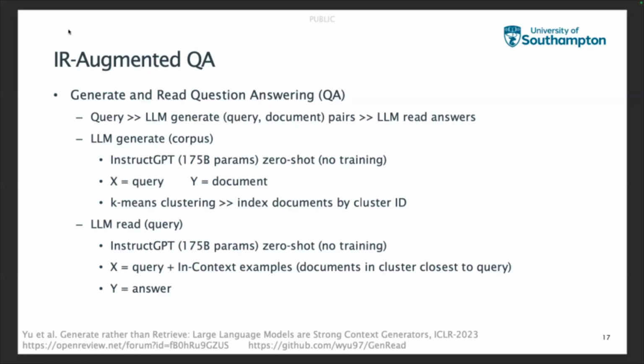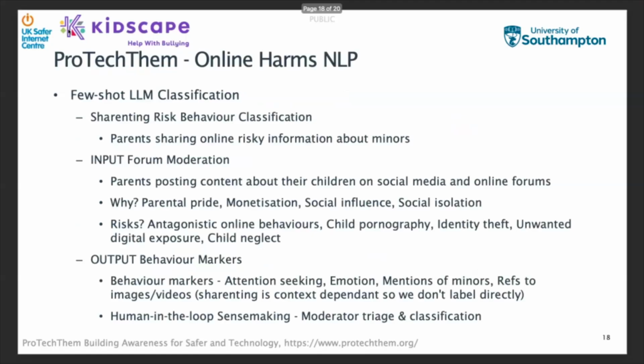Okay, so just to shout out to a couple of the projects as I finish. The first is around the Protect Them grant, which is running. This is an interdisciplinary project, running with social scientists as well as computer scientists, myself. This one is looking at sharenting behavior. Sharenting is where parents post information about their children that in later life can endanger them. Essentially, images of them being naked in the bath or identity information, which can then expose them to cybercrime risks. Things like child pornography, identity theft.